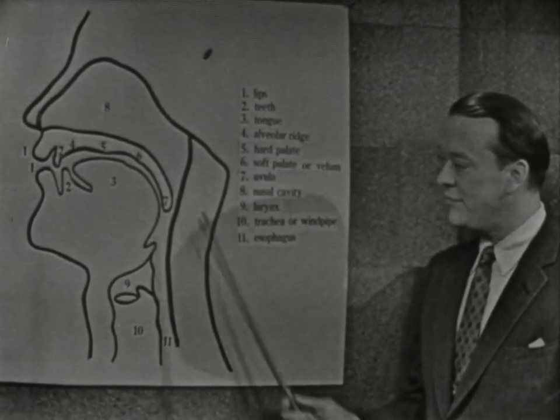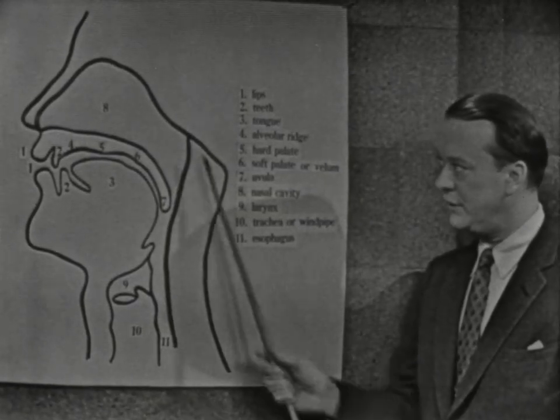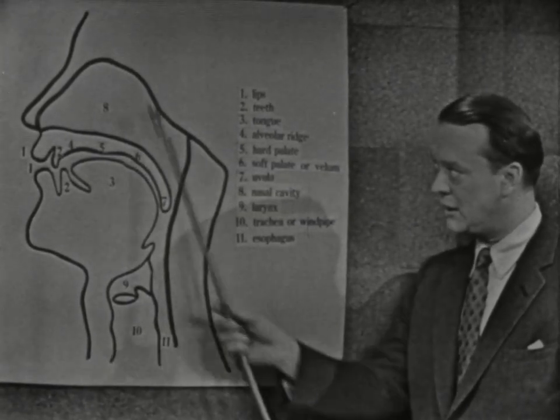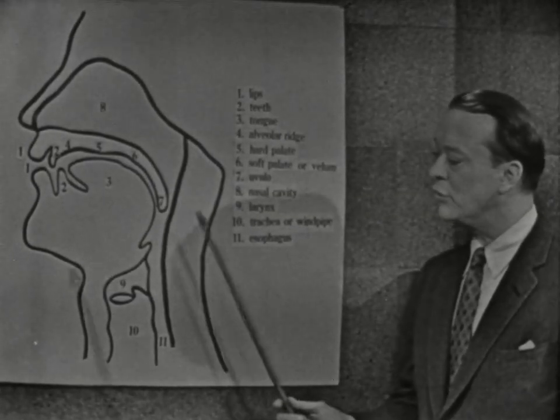Now, this whole business of the uvula and the velum can, of course, cut off the whole nasal passage. Air can come out of the nose or can come out of the mouth in terms of whether or not that thing is closed or open.